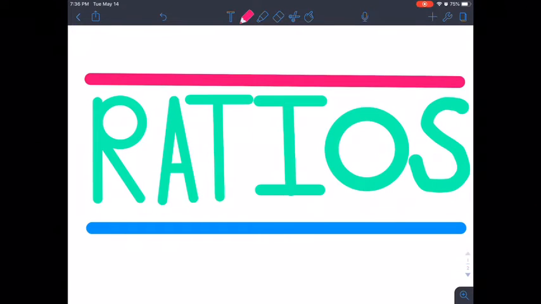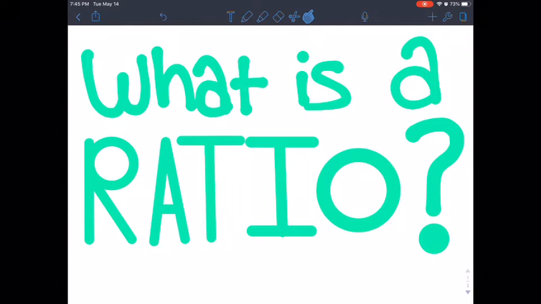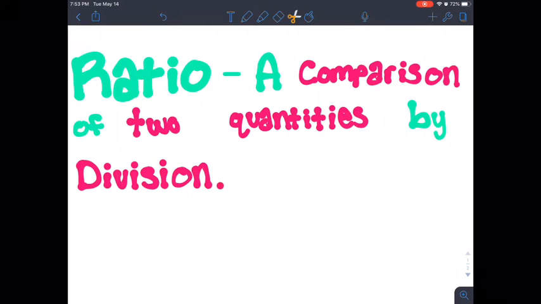Today we are going to be learning about how to do ratios. First, we must define what a ratio is. A ratio is a comparison of two quantities by division.